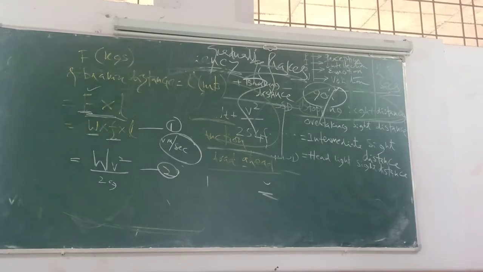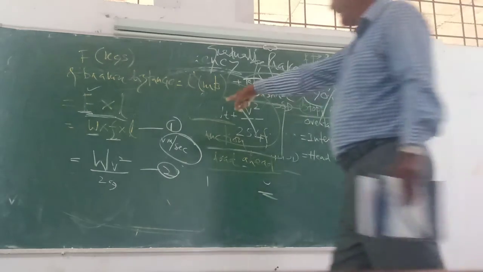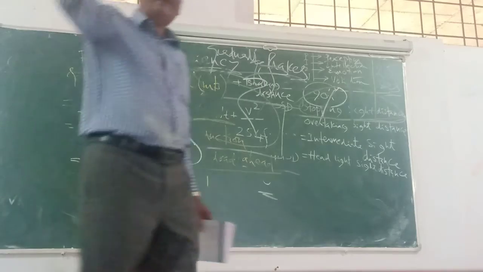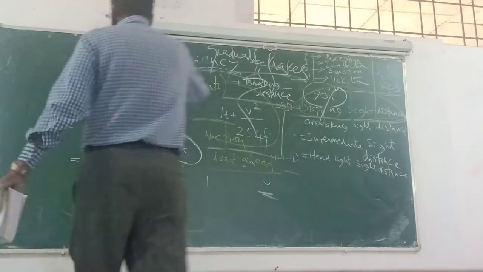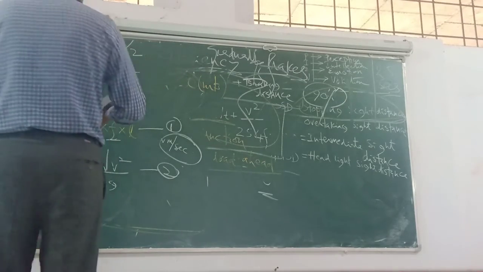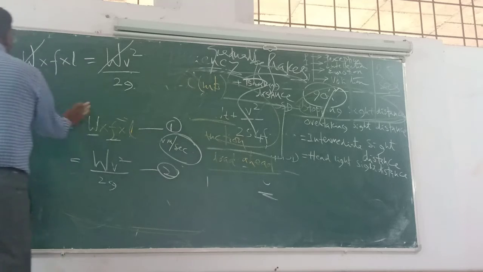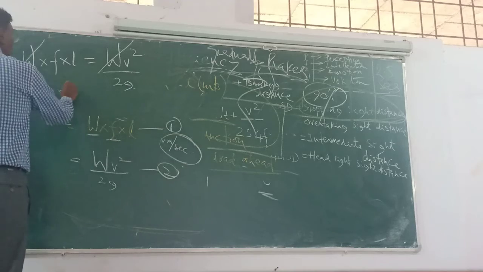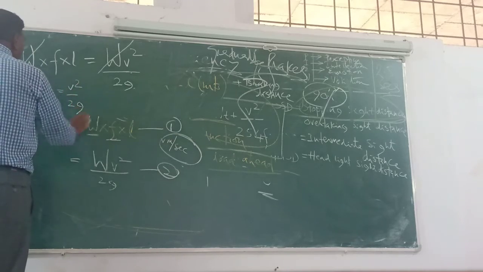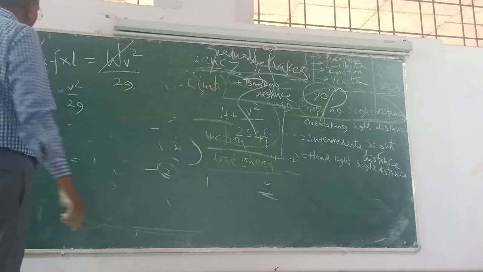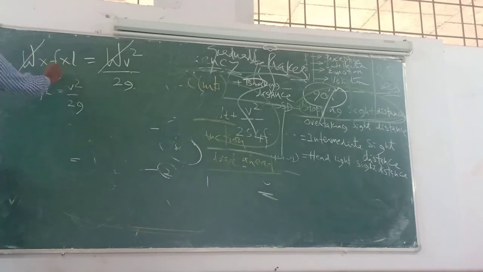Now equation number 192. Equating with equation number 192, W cancels. Therefore F into L equals V square by 2G.